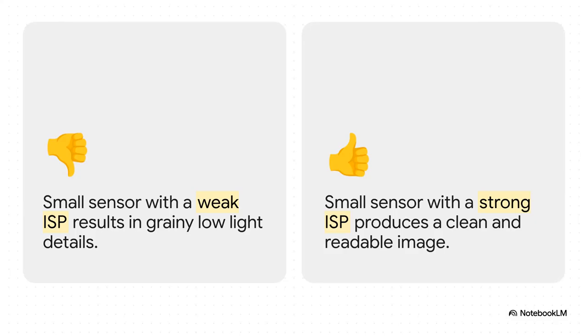And this is exactly why the ISP is an absolute game changer. If you take a small sensor and pair it with a weak ISP, you're going to get grainy, smeared messes the second the lights go down. But pair that exact same small sensor with a powerhouse ISP, like Qualcomm Spectra or Samsung's Exynos, and suddenly you get a clean, sharp, highly readable image. These processors are the actual secret sauce behind things like computational night mode, real-time video stabilization, and capturing that massive 8K video. They literally shape the light.